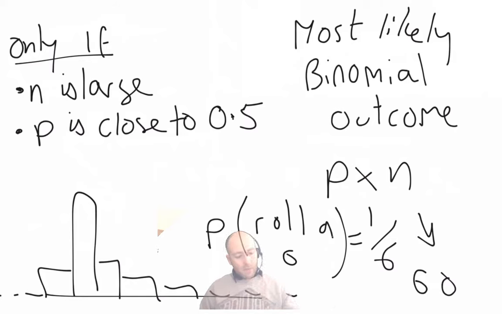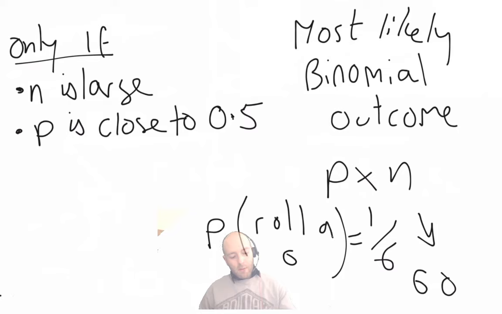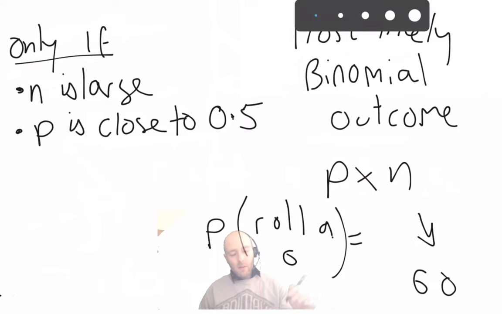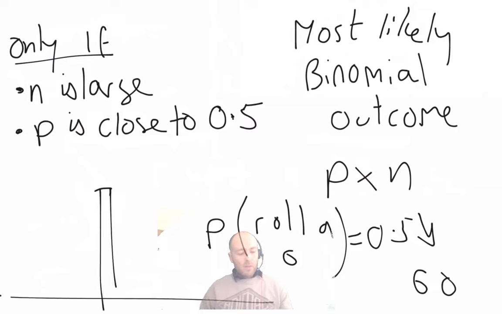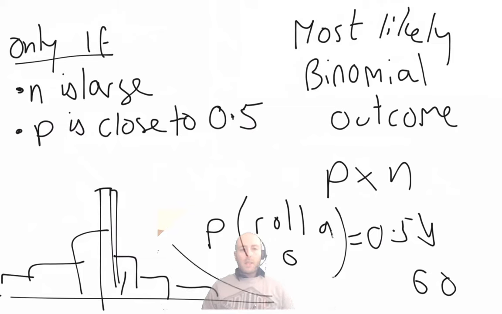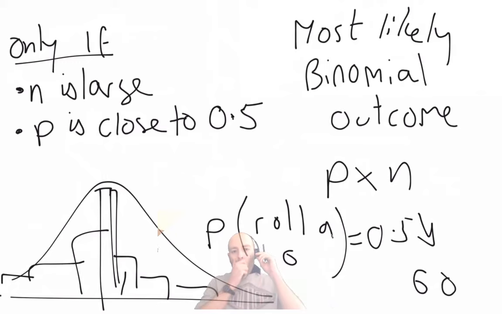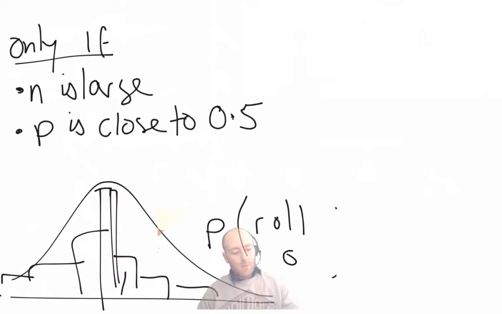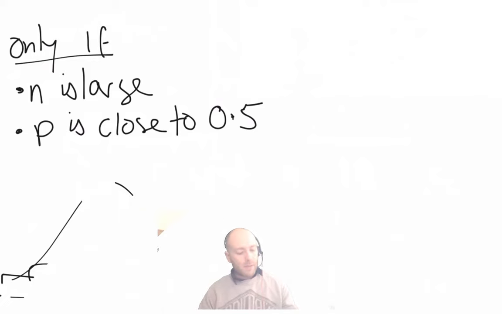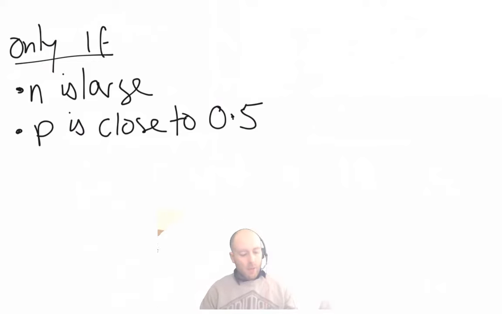If my dice was biased, if my probability of rolling a 6 was actually 0.5, well, then my distribution would look like this. I'd have 30 in the middle, and it would peter off each way symmetrically. That would be a good candidate for a normal distribution. So for this to work, you have to have lots and lots of trials, and your probability of success needs to be pretty close to 0.5. You'd probably get away with maybe 0.4 to 0.6. It'd be slightly skewed and slightly less accurate, but your probability needs to be about 0.5.